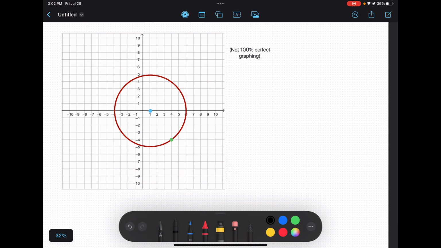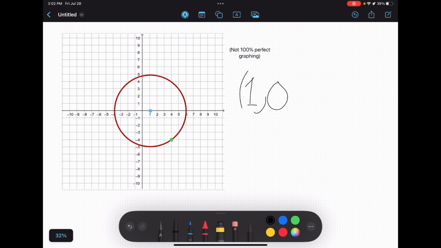Now, to find the equation, you have to think about the center, which is (1, 0). Now, that's our center. It's pretty important.